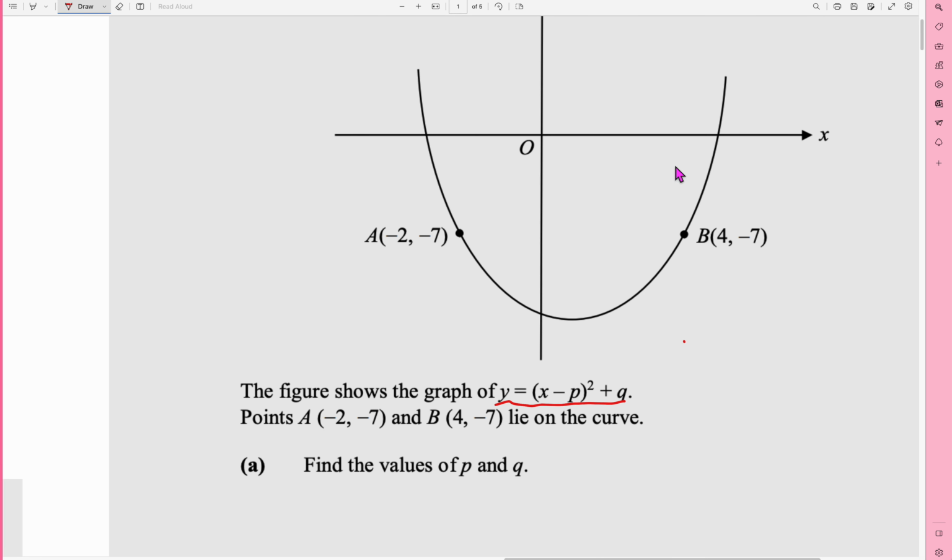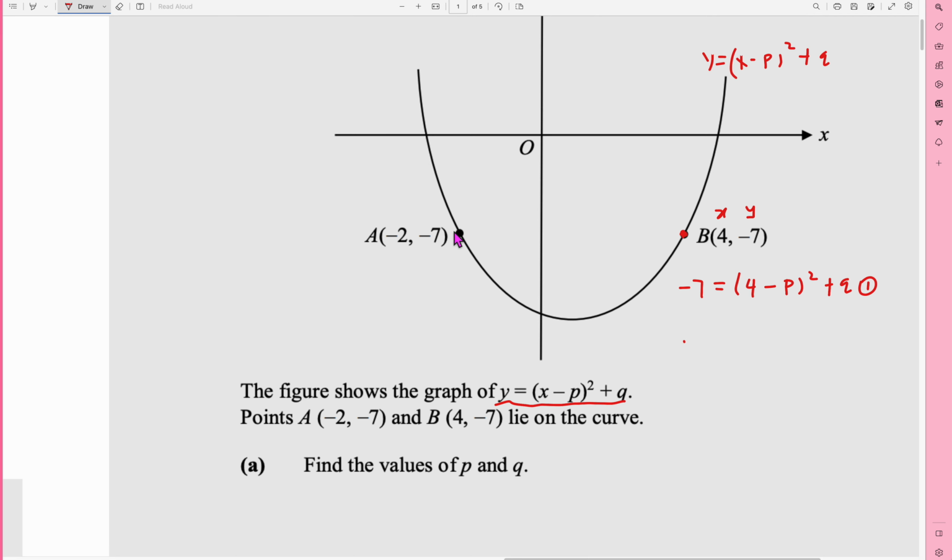This equation is y equals (x minus p) squared plus q, right? What's the meaning of this? This point is your (4, -7). So that means if you sub this into it, this is the x coordinate, this is the y coordinate. You sub in, so your y is equal to -7, your x is equal to 4. Okay, that's one equation. Understand?